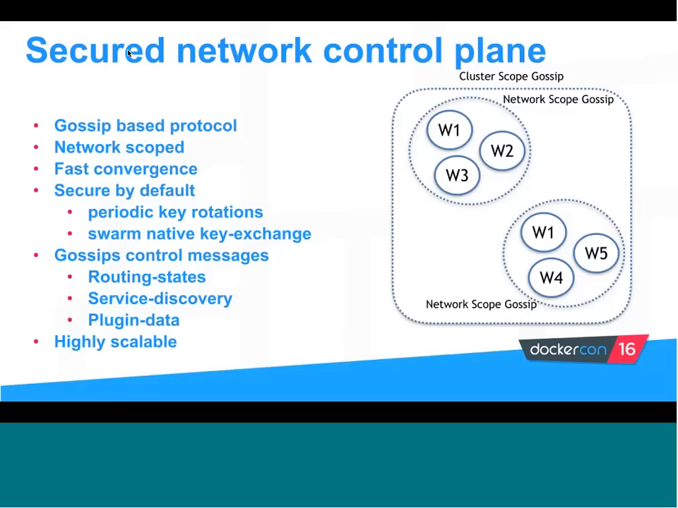Using the gossip messages, we exchange the routing state. For example, to know which container IP addresses belong where, on which worker node, we exchange the information using the gossip messages. We exchange the service discovery information using the gossip protocol as well. And all the driver information, like the plugin information, the gossip messages help to distribute that as well. If the driver requires support from Docker networking, we provide it as well. And of course, it's highly scalable and highly secure.